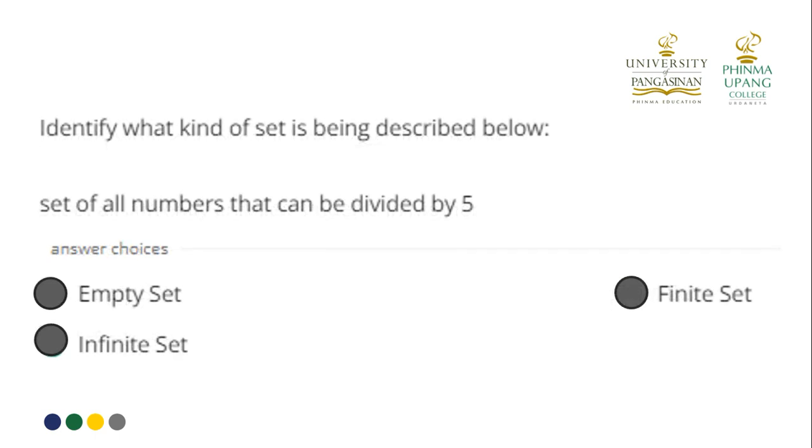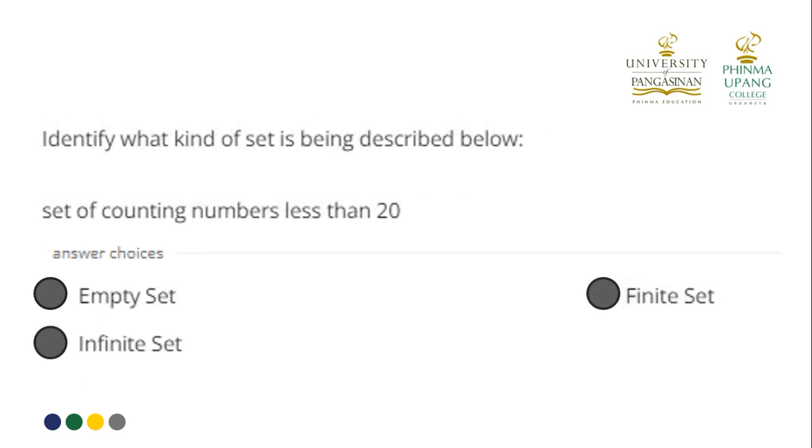Next. This is a set of all numbers that can be divided by 5. Infinite. It's infinite. Wala mo matatapos. It's divisible by 5. Marami yun. That's why infinite yung answer natin doon. Next. This is the set of counting numbers less than 20. Answer. Finite. Why is it finite? Less than 20 po kasi. So what are the numbers? 1 to 19. Because the end point of this one is 19 and the starting point is 1. So there's an ending and there's a starting point. That's why the answer here is finite.